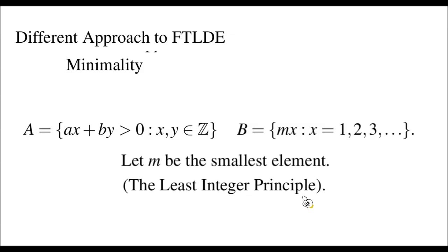So I think we covered this principle in the beginning of this course, the least integer principle, and we used the axiom of choice and basic properties of integers to prove this one. So we're actually using it here. These are positive integers, therefore it has the smallest element. So we're using this least integer principle. So this is the setup.